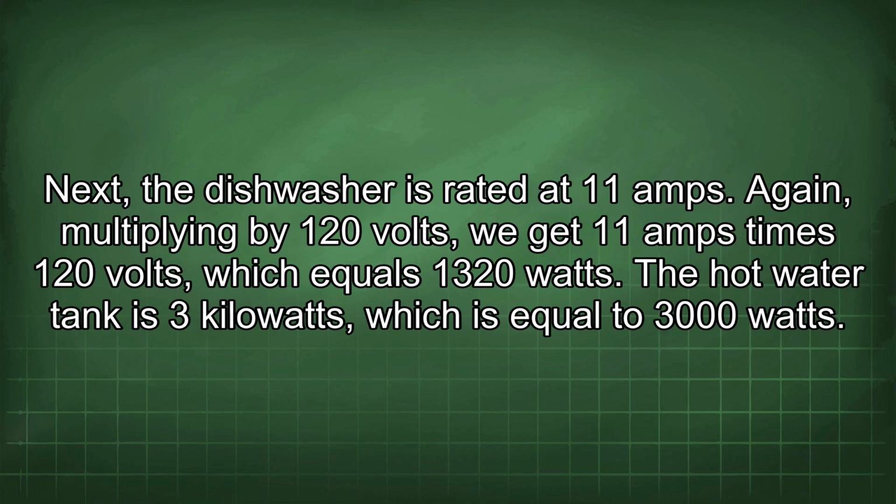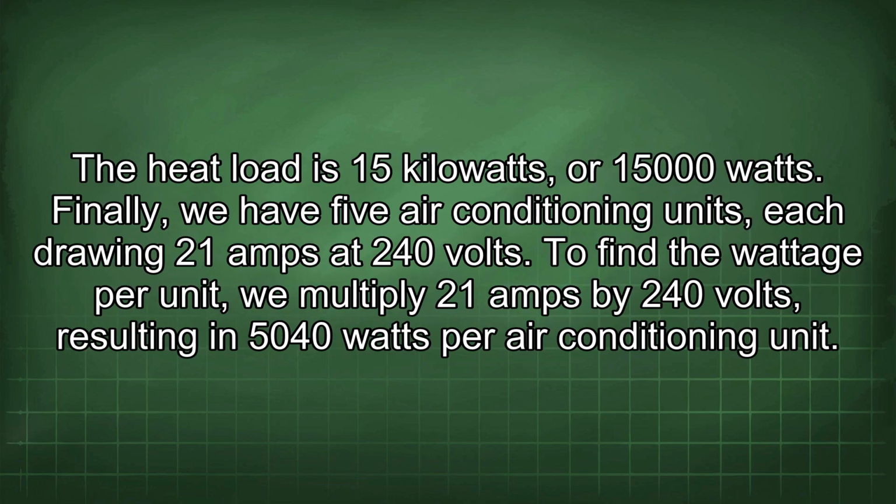Next, the dishwasher is rated at 11 amps. Again, multiplying by 120 volts, we get 11 amps times 120 volts, which equals 1320 watts. The hot water tank is 3 kilowatts, which is equal to 3000 watts. The heat load is 15 kilowatts, or 15,000 watts.